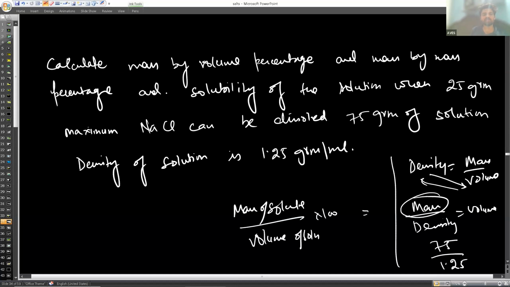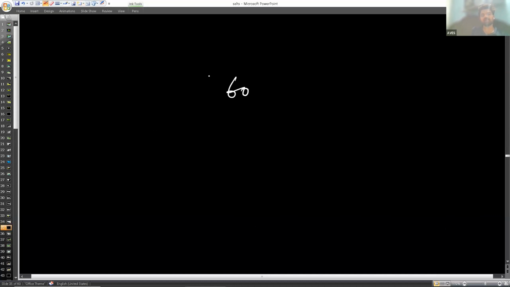So it is very simple, na? It is very simple. It is 25 upon 60 into 100. Get the answer. 20 is the mass of solute and volume of solution is 60 into 100.